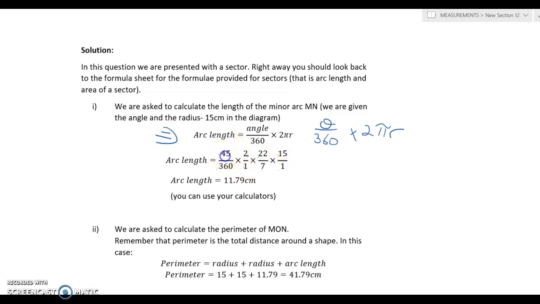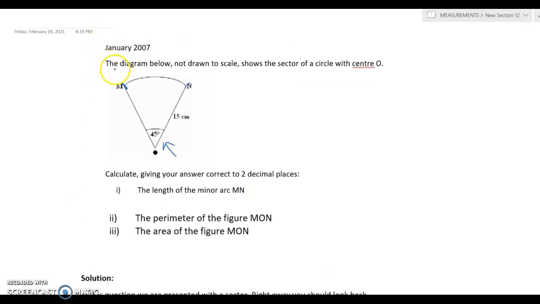You could just say 45 times 2 times 22 times 15, and then divide by 360, and then divide by 7. And you will get 11.79 cm. You could use the calculators. The next part, they ask to find the perimeter. Now, 11.79 centimeters. Let me just write that here.